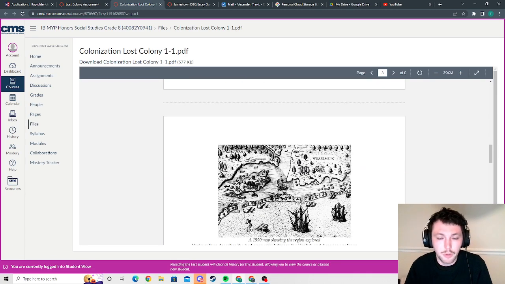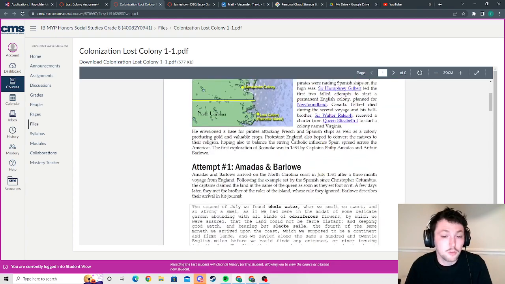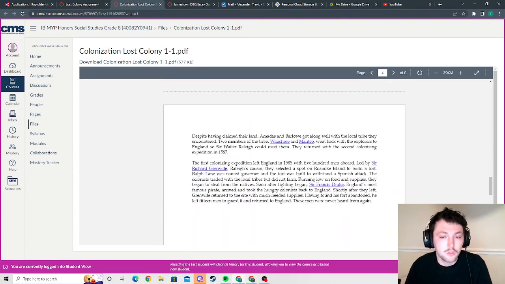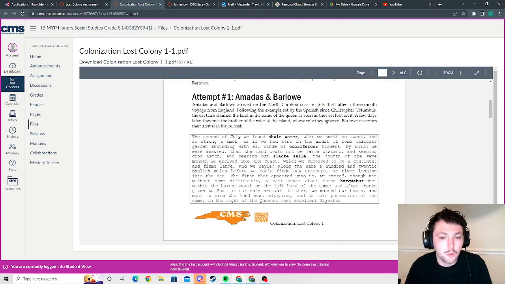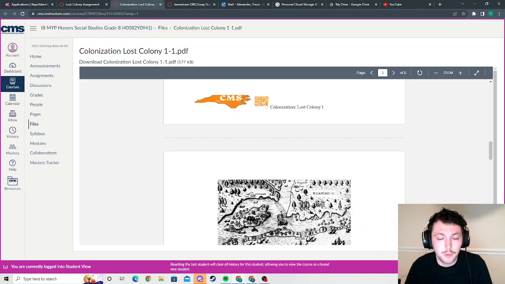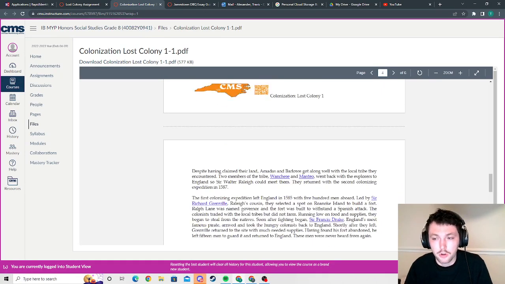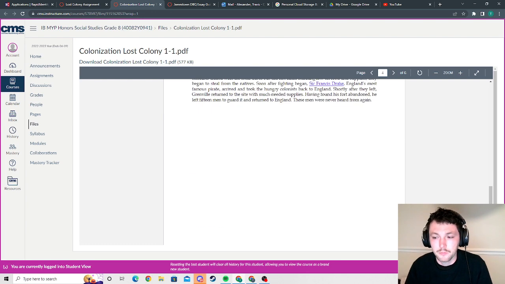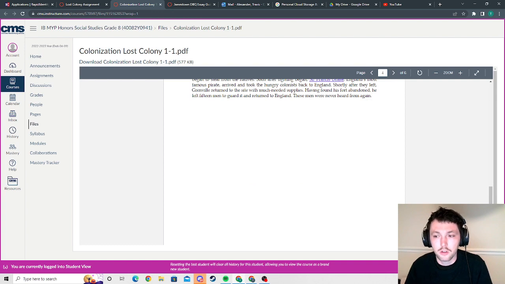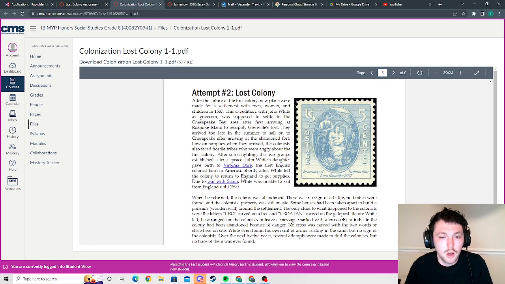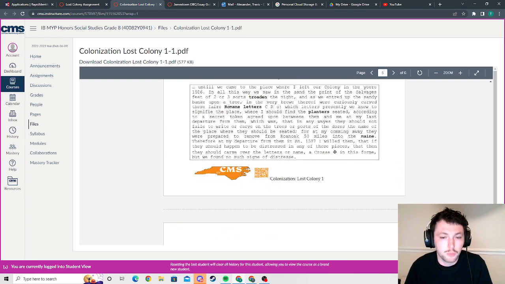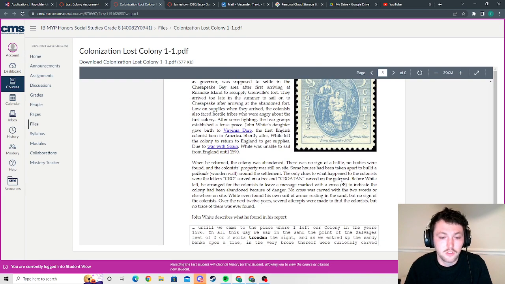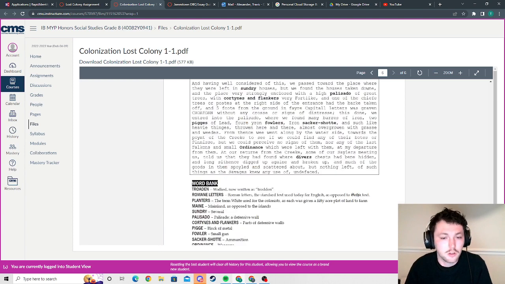So here's your basic couple of primary sources. Some primary accounts from some pretty important figures. Amadas and Barlow were ship captains who were sent on behalf of Sir Walter Raleigh to survey the land when Sir Walter Raleigh first got the charter to settle Roanoke. Then attempt number 2, these are primary sources that cover that second attempt, that John White attempt at settling the area.